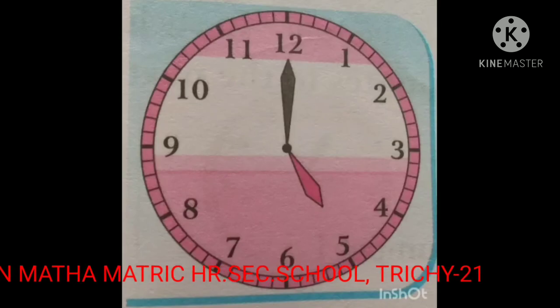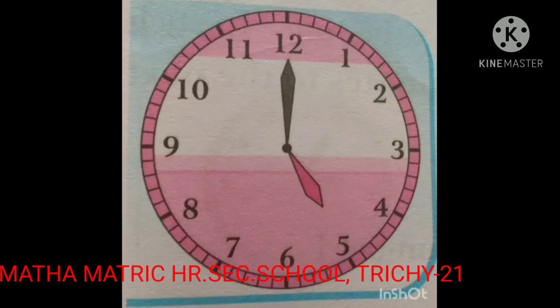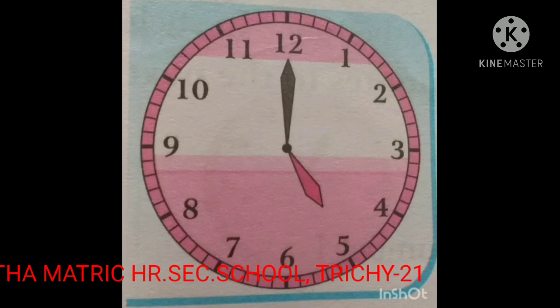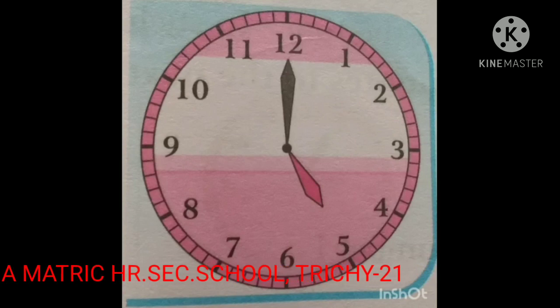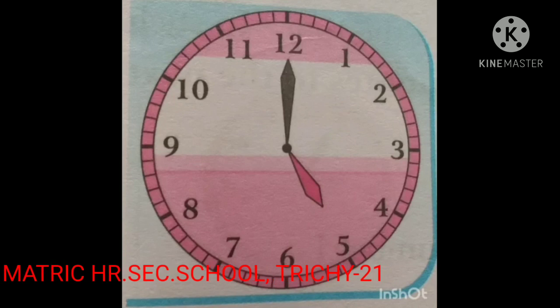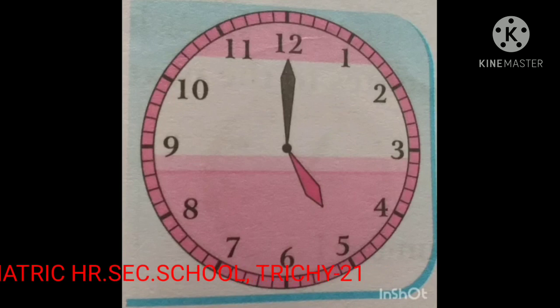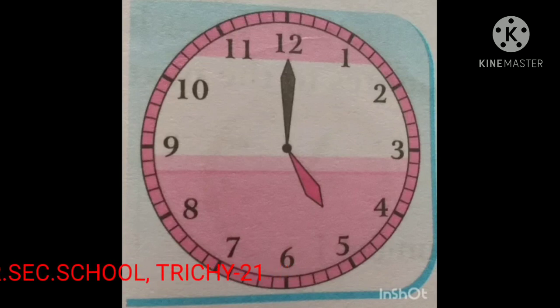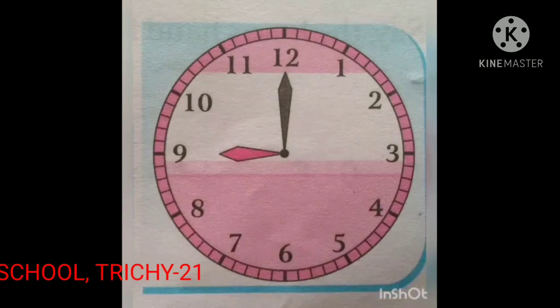Time. When the minute hand is on 12, see the picture. The minute hand is on 12 and the hour hand is at 5. So the time is read as 5 o'clock. Now look at the picture.